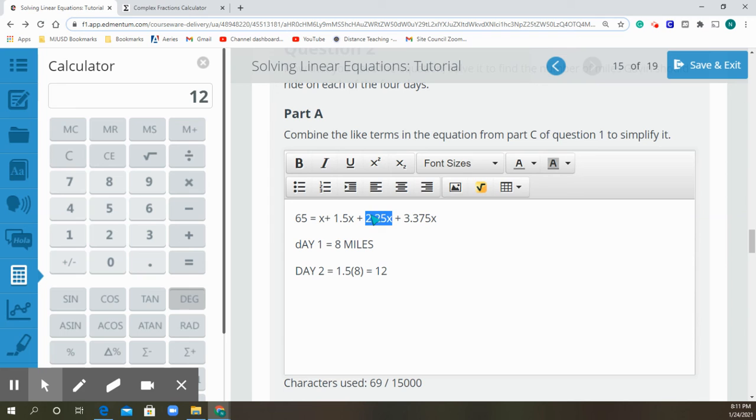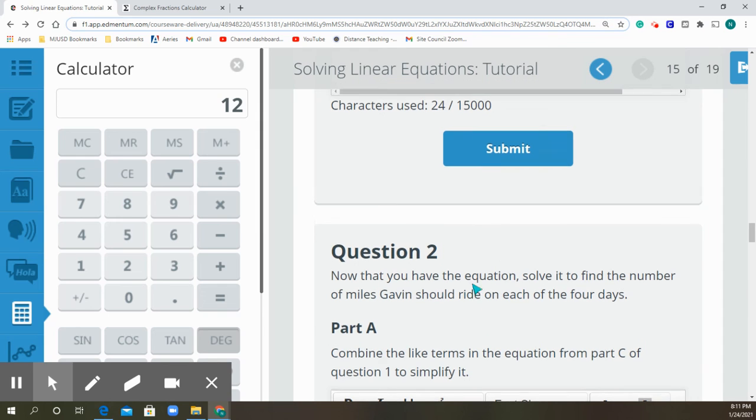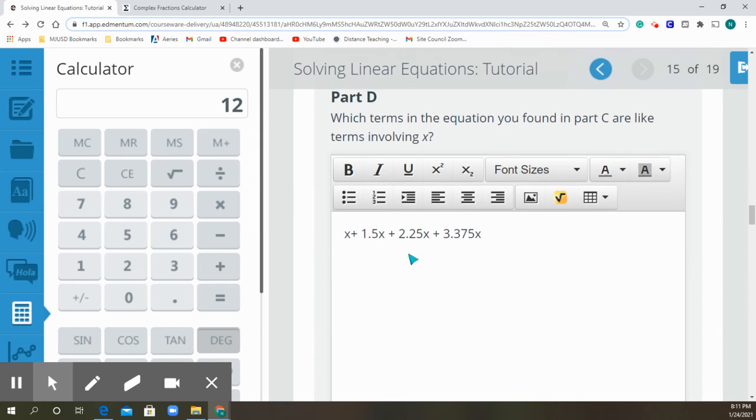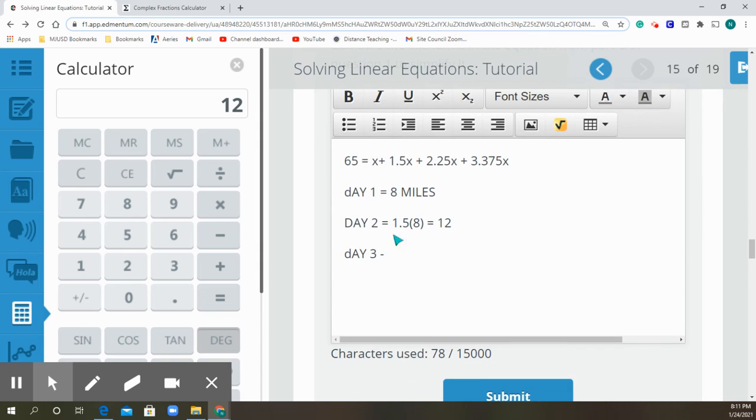Oops. Sorry, guys and gals. Day 3. What'd I do? I think I zoomed in. Okay.